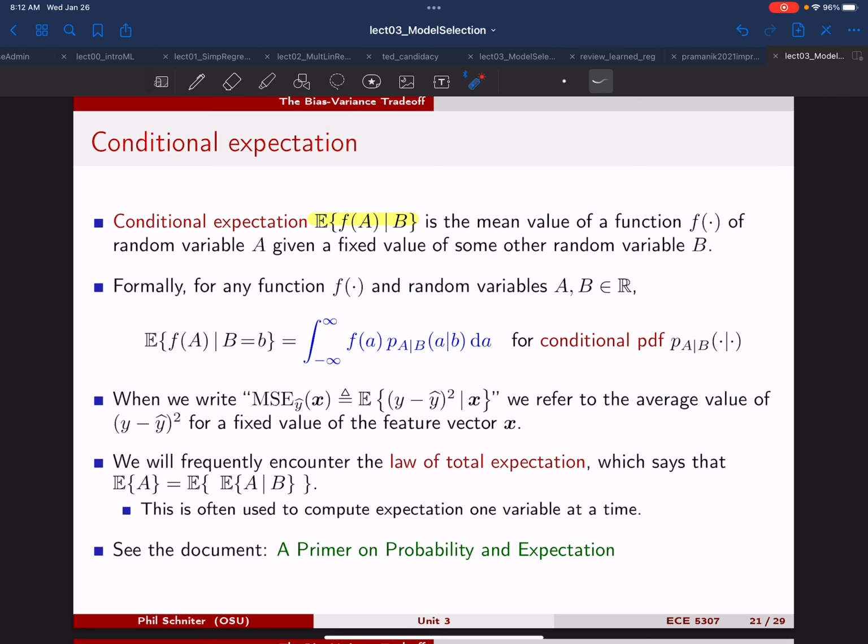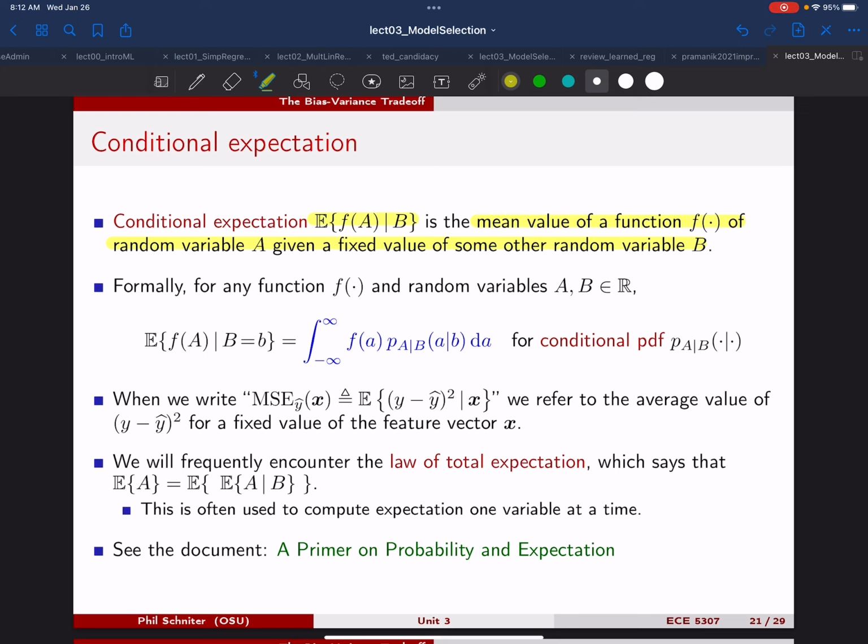So in words, what we're doing is this is the mean value of a function f of a random variable A, given a fixed value of some other random variable B. So let me give you an example. If I said, what is the temperature at noon in Columbus, Ohio? And I'm not telling you what day of the year it is. You have to answer that question by thinking, well, it might be January, February, March, and then you're going to get the average temperature on any day of the year, and that might be 60 degrees or whatever it is.